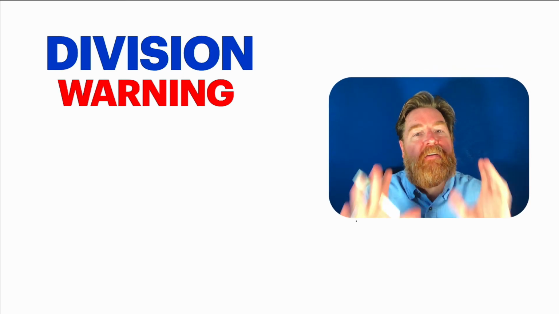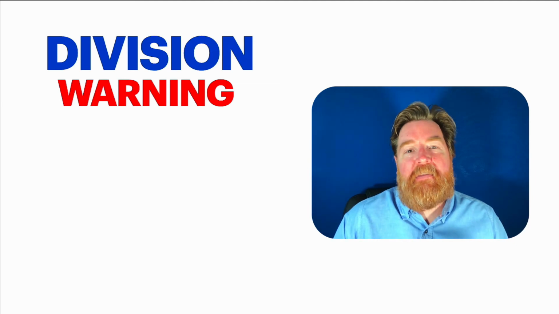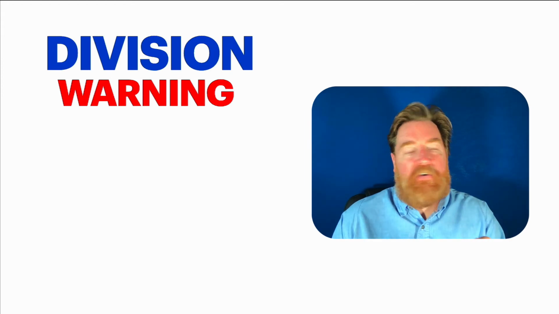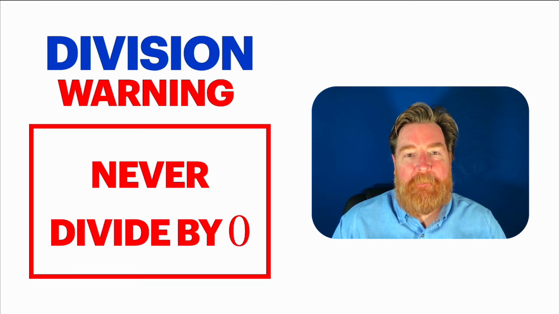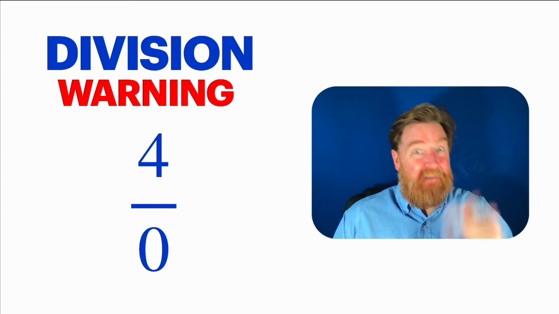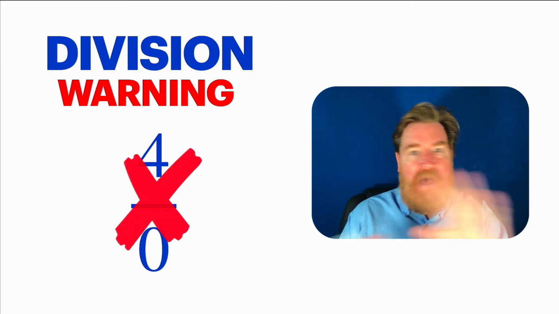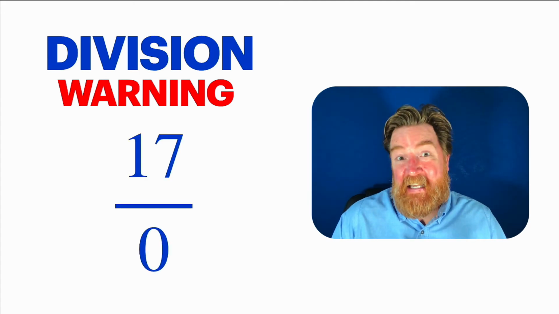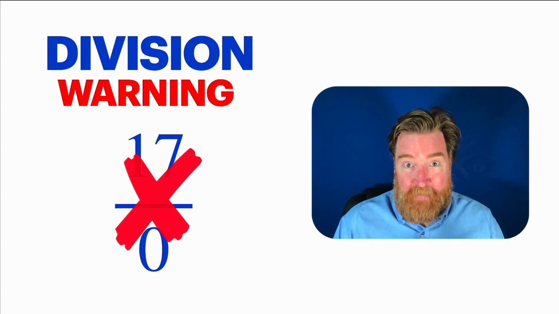Now, I do need to stop for a second and emphasize there's one thing that is so dangerous in mathematics. You never, ever want to divide by 0. You can never divide by 0. Never divide by 0. So for example, if you have 4 divided by 0, there's that notation again, 4 divided by 0, no, that is not a number. Cannot do it, all right? If you have 17 divided by 0, no, can't do it. That is not a number, okay?